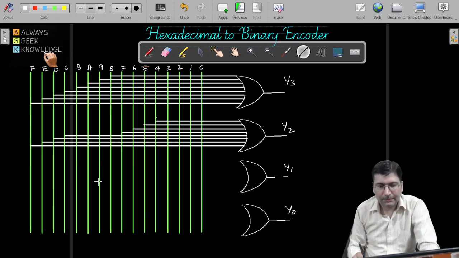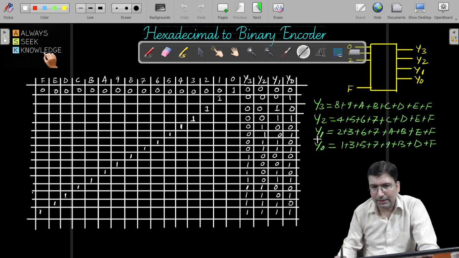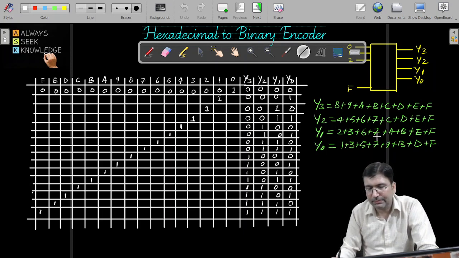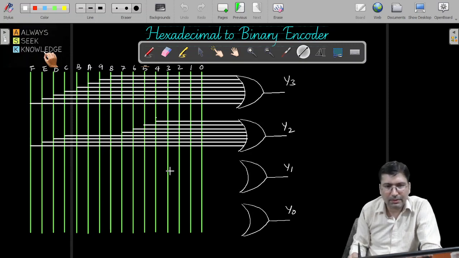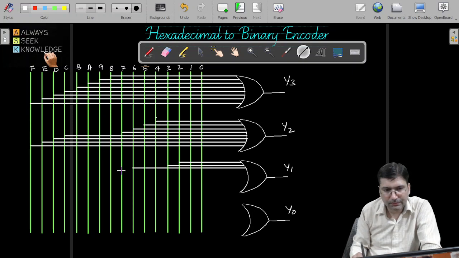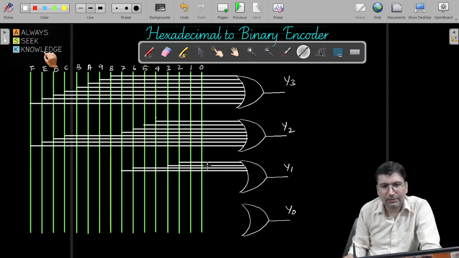Now similarly, look at Y1. Y1 is 2, 3, 6, 7. Then AB, EF. So you connect 2, 3, 6, 7. 2, 3 is given here. So this is 1 and this is 2. You connect with 2, 3. Then you go to 6. This is 5, this is 6. This is 6. And this is 7. 2, 3, 6, 7.